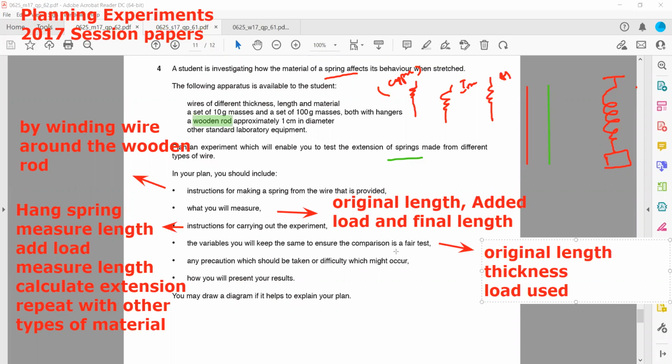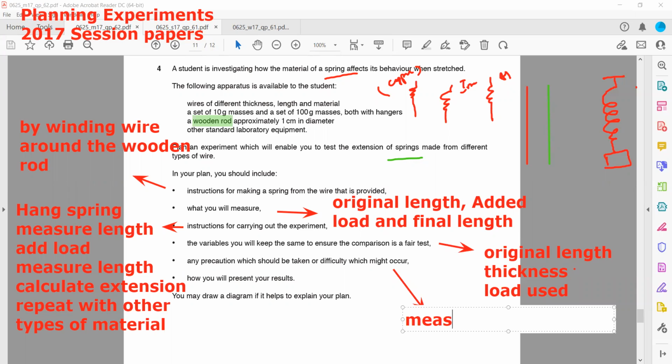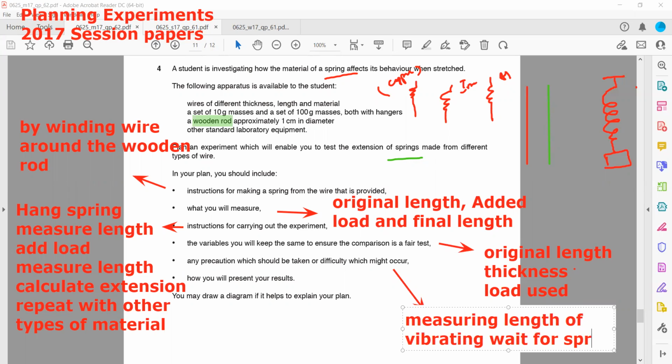Precaution taken, or any difficulty which might occur. So the difficulty is measuring the length of a vibrating spring. That is a difficulty, and how can you overcome that? Wait for the spring to settle down or stop vibrating.